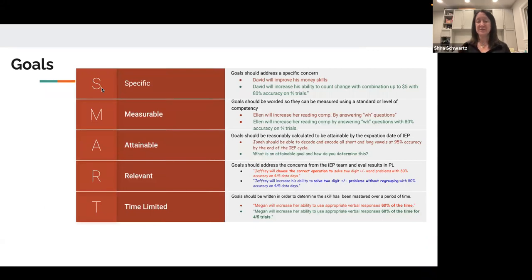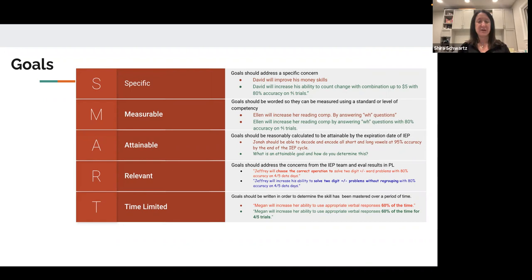And then, once you get an IEP plan, it will have measurable goals in it. They're called SMART goals because they need to be all of these things: specific, measurable, attainable, relevant, and time limited.